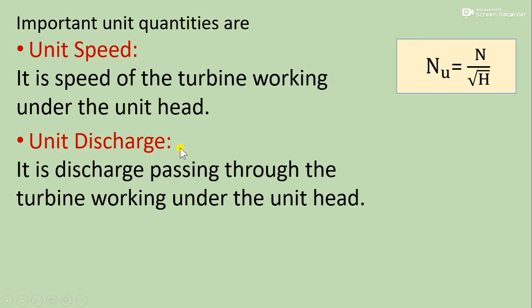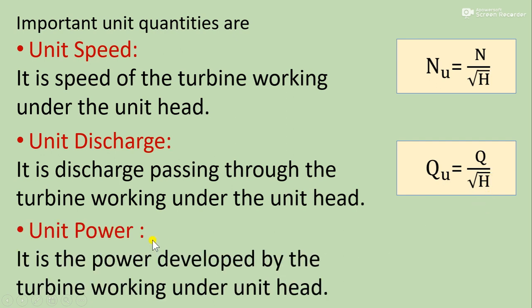Next unit quantity is unit discharge. It is the discharge passing through the turbine working under the unit head. It is expressed as Qu is equal to Q upon square root of H. And the third unit quantity is unit power. It is the power developed by the turbine working under unit head, and it is given by the formula Pu is equal to P upon H raised to 3 by 2. So here you can see all the unit quantities are expressed with a formula with the suffix U.